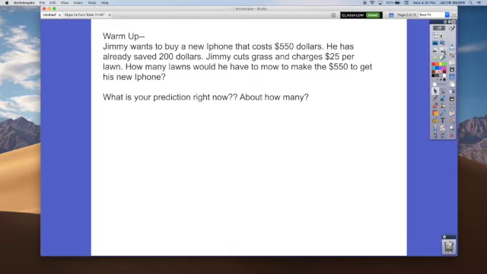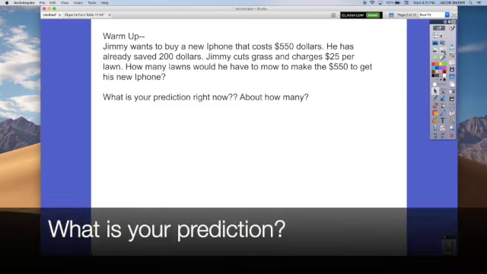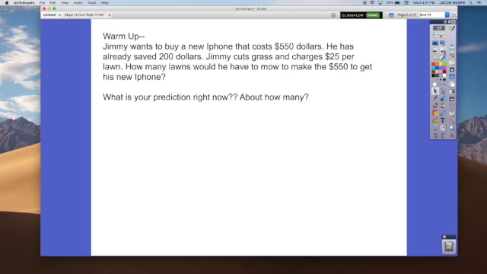Let's take a look at this warm-up here. Jimmy wants to buy a new iPhone that costs $550. He has already saved $200. Jimmy cuts grass and charges $25 per lawn. How many lawns would he have to mow to make the $550 to get his new iPhone? What's our prediction right now about how many, and we'll go from there. Okay, so what kind of prediction could you make right now? Maybe it's 10 yards, maybe it's 20 yards, maybe it's 50 yards. But let's go ahead and try to figure that out eventually at the end today. Okay, we'll come back to this slide at the end. All right.